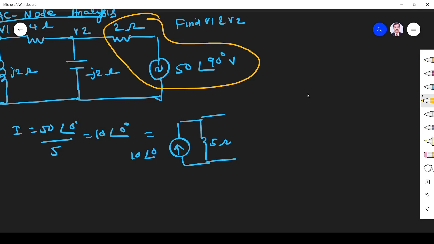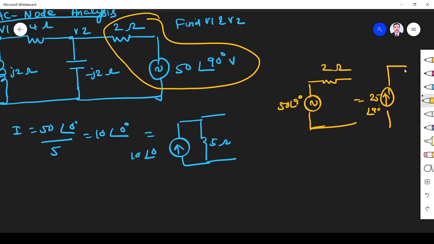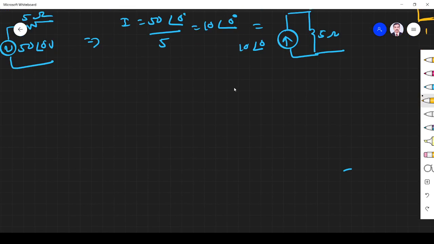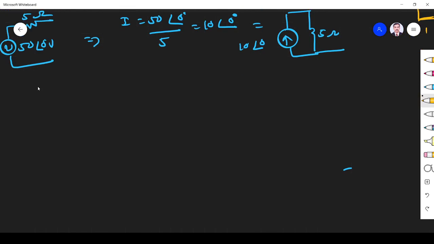This is 50∠90 degree, and this is 2 ohm. If I replace it, I equals V by R, so 25∠90 degree. Fine. R will be in parallel, so 2 ohm. So instead of this I replace it, and the new circuit becomes like this.